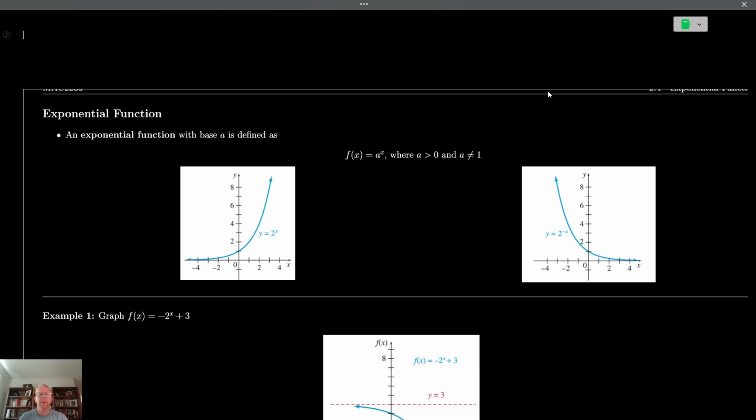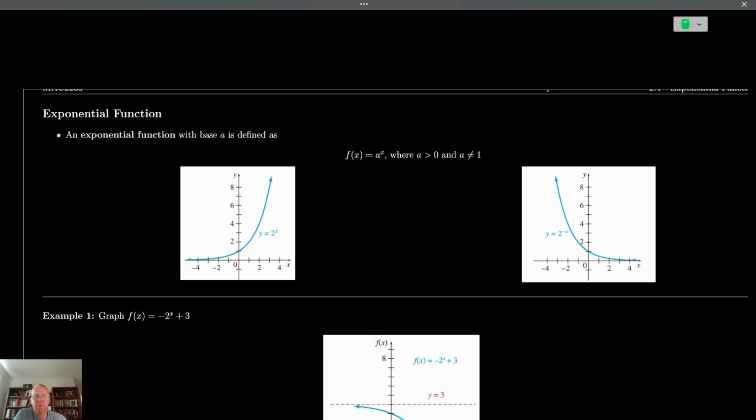So now we're going to get into exponential functions. Exponential functions are a little bit different than polynomials. Personally, I think polynomials might be trickier, or at least can have more involved working with them. Exponential functions, once you get used to them, are not too bad. So let's just look at a definition here.